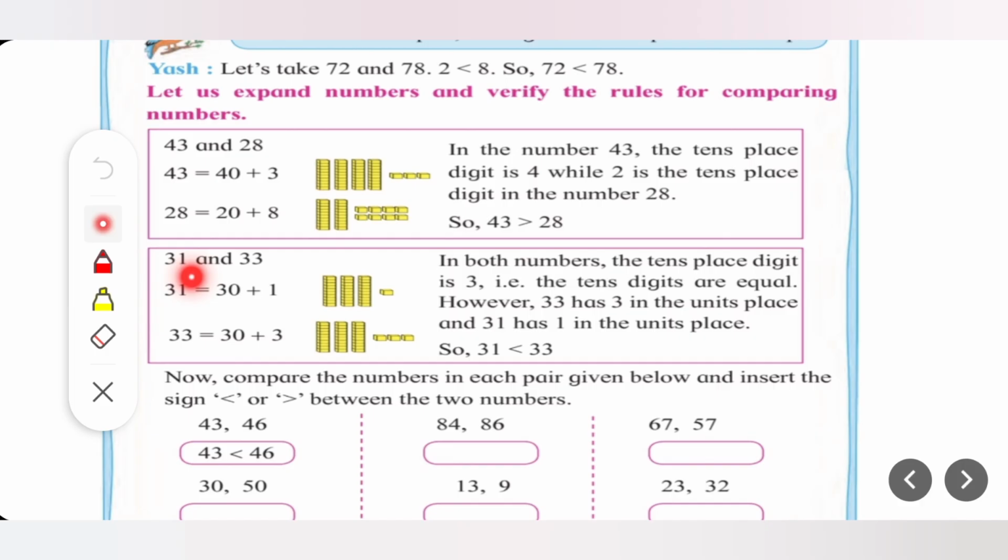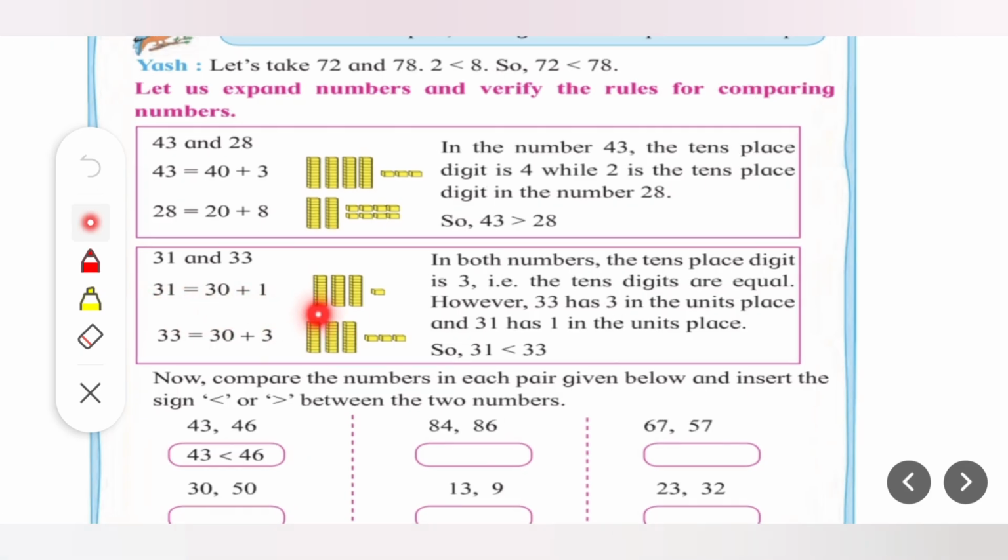Now next, we are going to do the same with the next 2-digit numbers, 31 and 33. Okay, so first we will expand 31. 31 is equal to 30 plus 1. 3 tens, 1 unit. Okay, and 33 is 30 plus 3. 3 tens, 3 units. In both numbers, the tens place digit is 3. That is, the tens digits are equal.